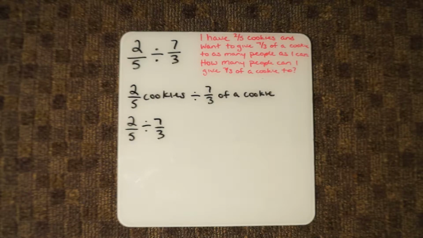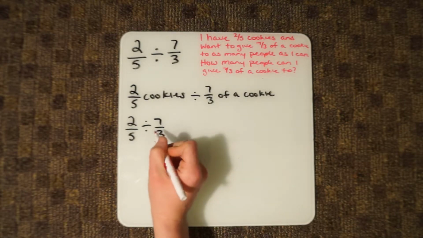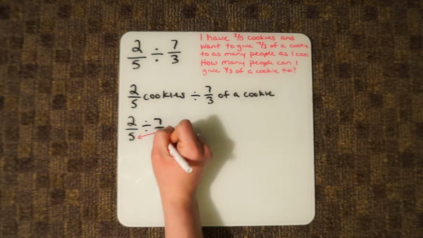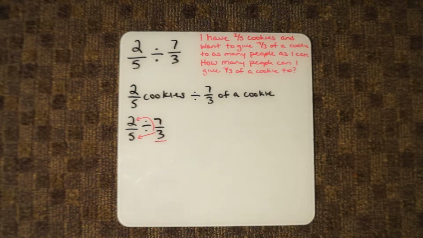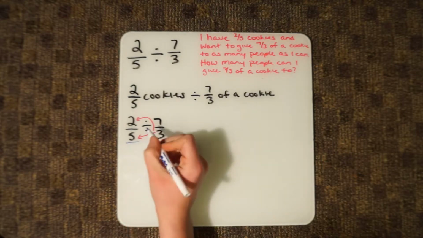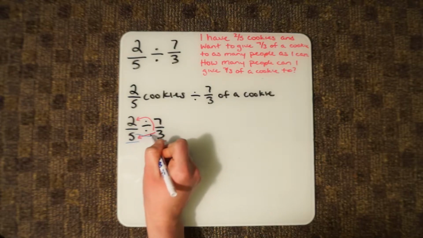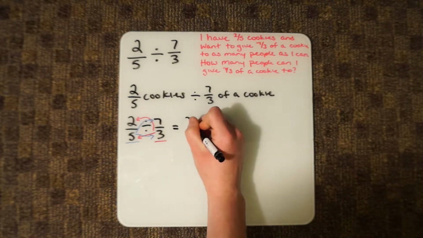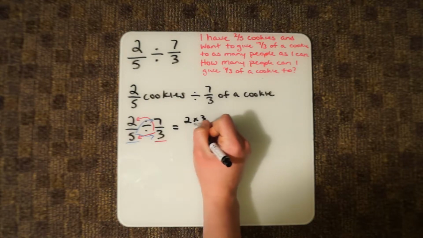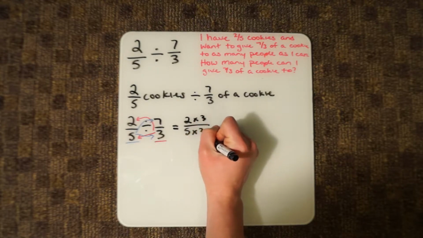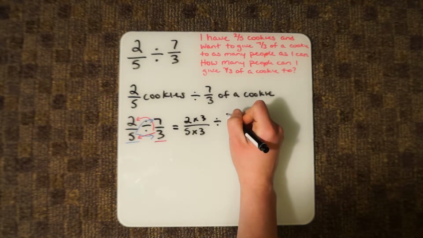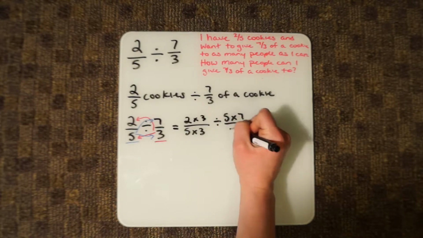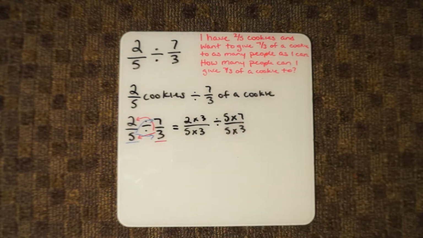And then we want to take this denominator and multiply both the denominator and the numerator of the opposite fraction by 3. And then we'll also take the numerator here, 5, and do the same thing with the opposite fraction. So we multiply this by 5 and this by 5. So we'll show that as 2 times 3 over 5 times 3 divided by 5 times 7 over 5 times 3.